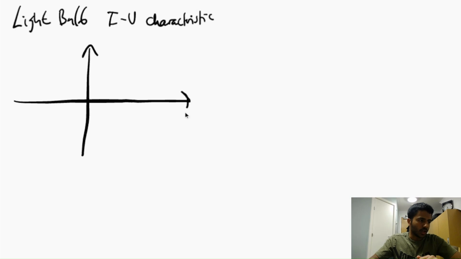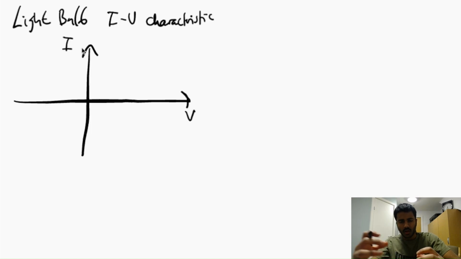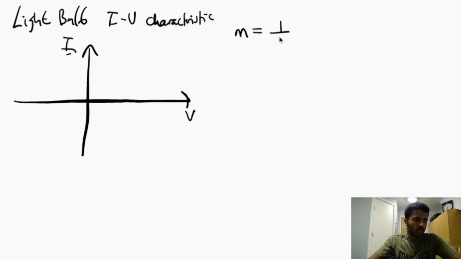If you look at the light bulb IV characteristic, we know that, in this case I'm going to put voltage on the x-axis and I on the y-axis. We know that as we supply a greater voltage, the current will increase due to Ohm's law, but as the current increases, we know that due to heating effect, the resistance will also increase. We have seen in an IV graph like this, the gradient is equal to 1 over the resistance. So as the resistance increases, the gradient should decrease.